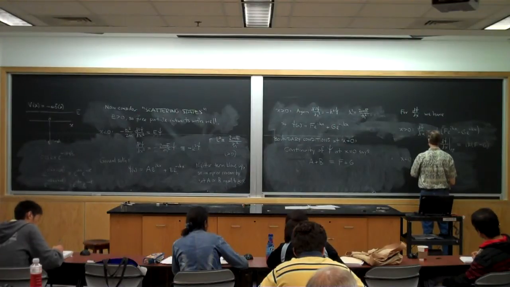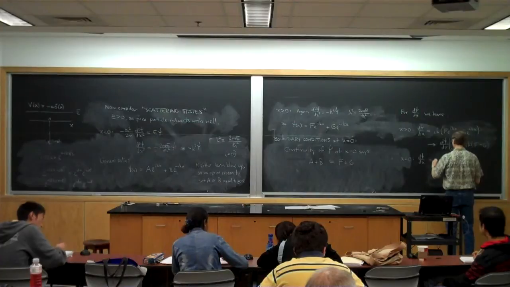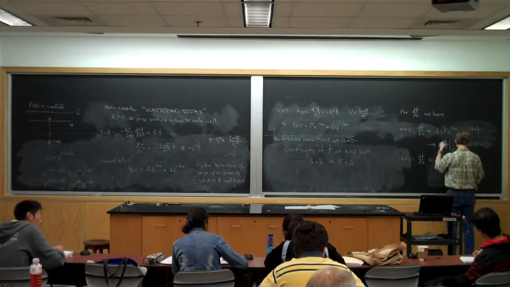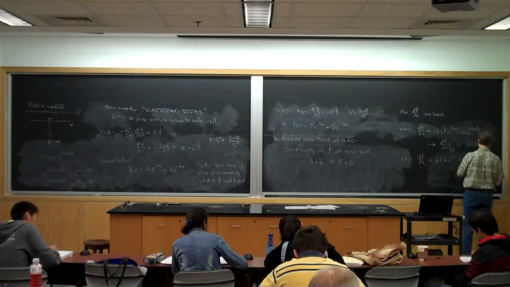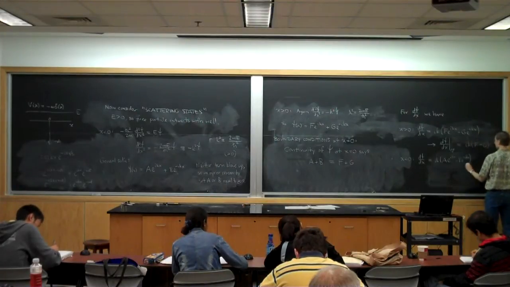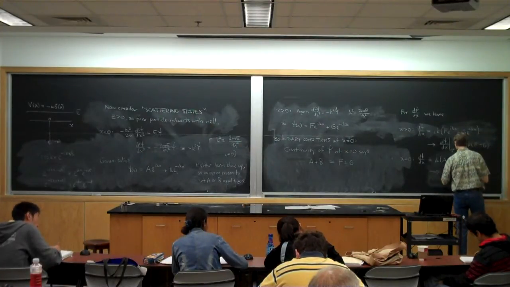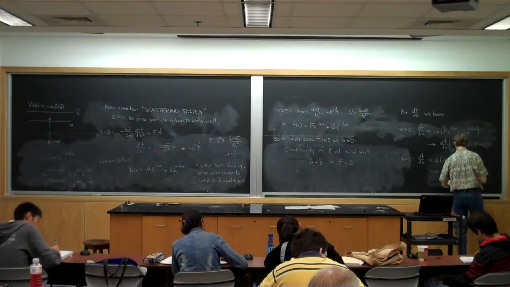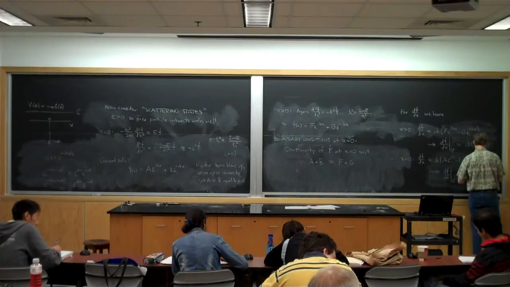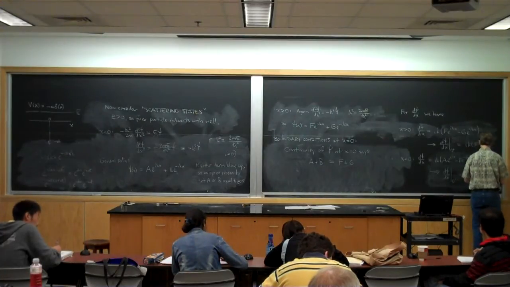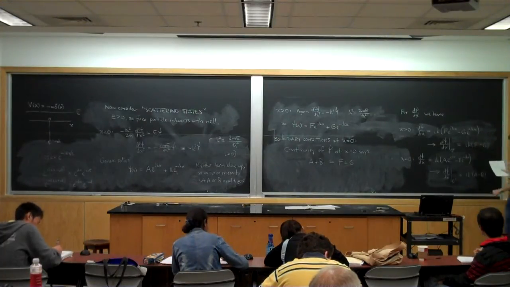For x less than 0, d psi dx is equal to ik times, same deal except you let F and G become A and B, A e to the ikx minus B e to the minus ikx. So that says that d psi dx at 0 minus is equal to ik times A minus B.